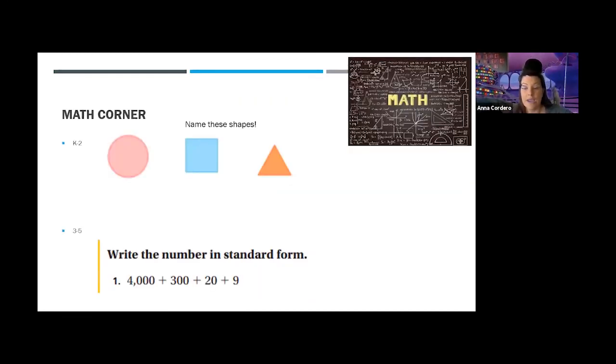So if this is math corner, a K through 2 class could be naming the shapes or describing the shapes or whatever the standard is, where our 3 through 5 kids might get something like write the number in standard form. Those are things you've been revisiting. I made this slide so you can see it.